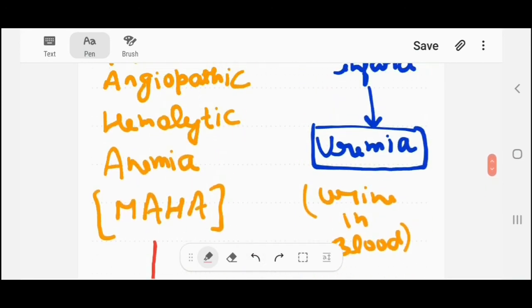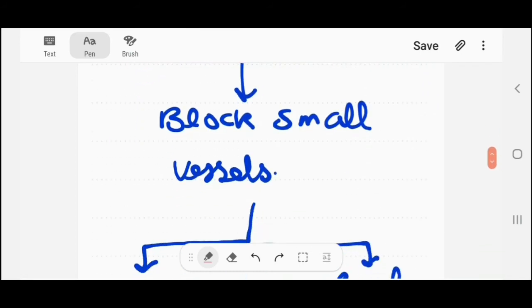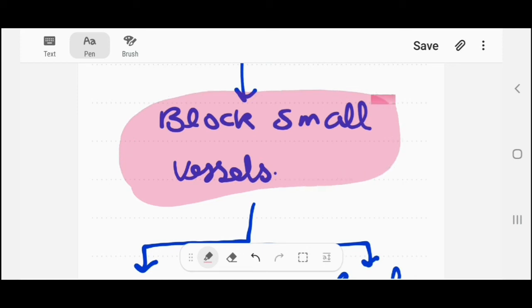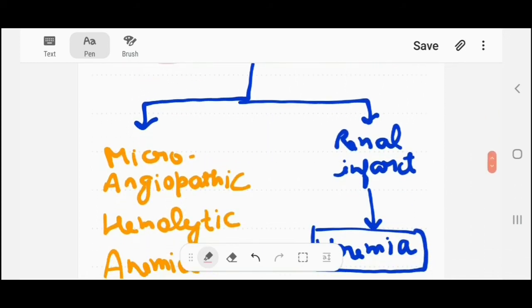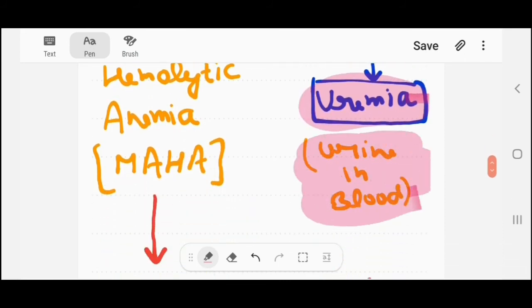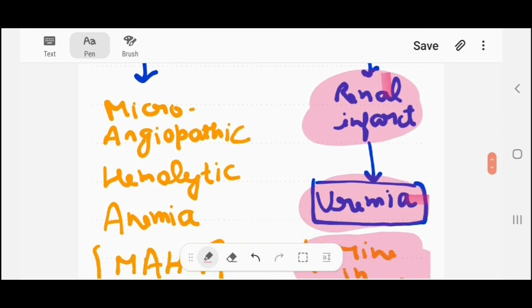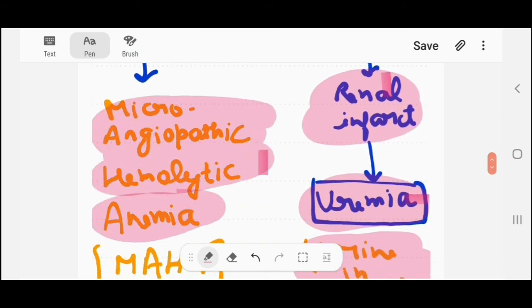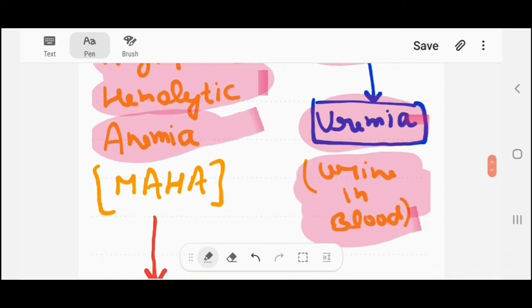If there is thrombus in the vessels, it will block the small vessels, and there can be two conditions. First, there can be renal infarction causing uremia. Uremia means the urine components will come into the blood. And the second condition is microangiopathic hemolytic anemia, the short form is MAHA. Guys, this is very very important.